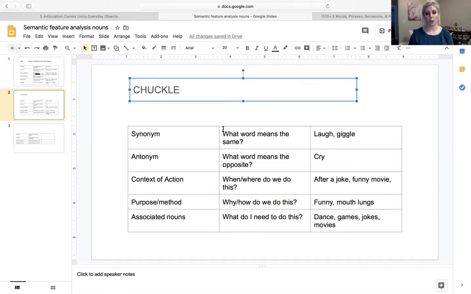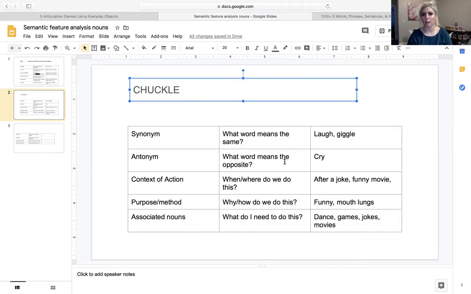So here I started with chuckle. The first type of information I want is the synonym. So we said laugh or giggle. And this is actually from my last session that I did a semantic feature analysis on. So then the next type of word we would want to have is an antonym, so the opposite.